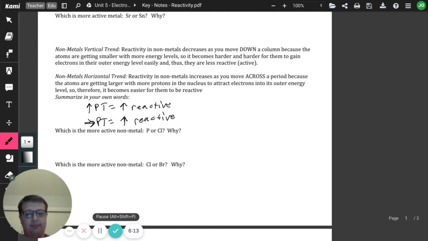And nonmetals are trying to gain electrons, so the smaller the atom and more protons, the more reactive. Okay, so if I'm comparing phosphorus and chlorine, I've got phosphorus, which is number 15 on the periodic table, and then I've got chlorine, which is number 17 on the periodic table. They're in the same energy level, right? So now we're going to be comparing our number of protons. Since chlorine has more protons, remember with nonmetals, it's trying to gain electrons, so you want more protons to gain those electrons. So what that tells me is that chlorine is going to be a more reactive nonmetal.